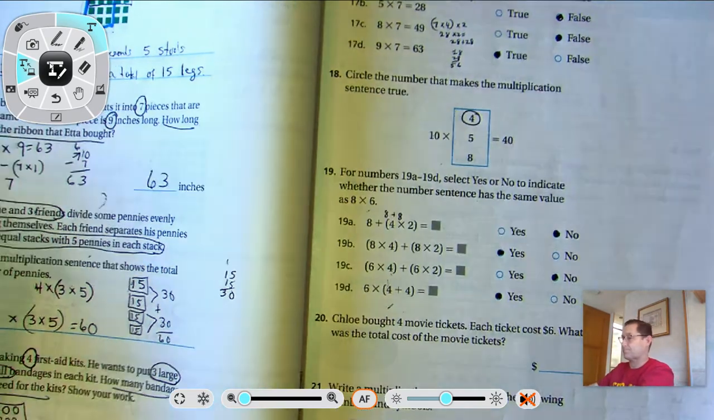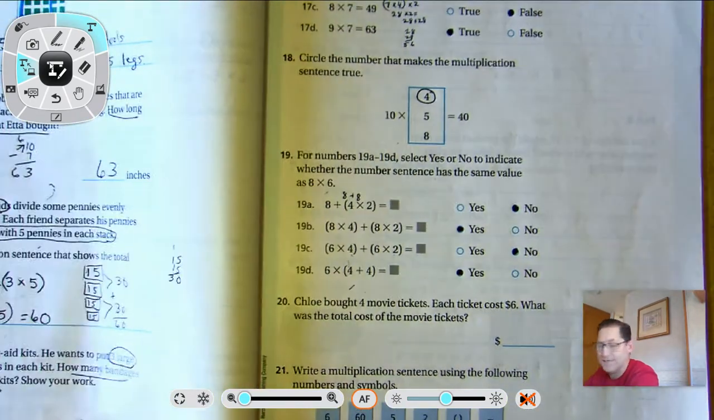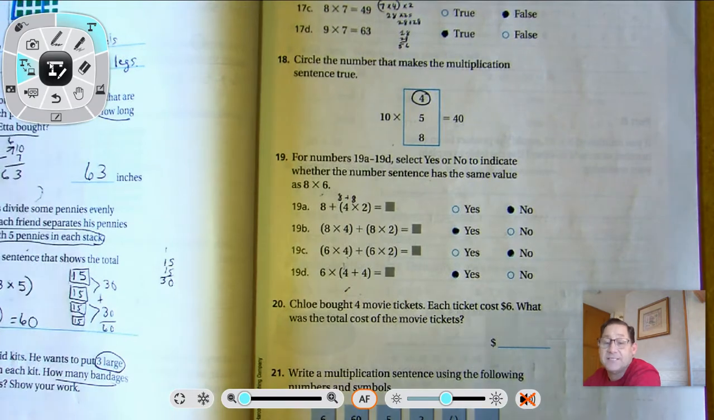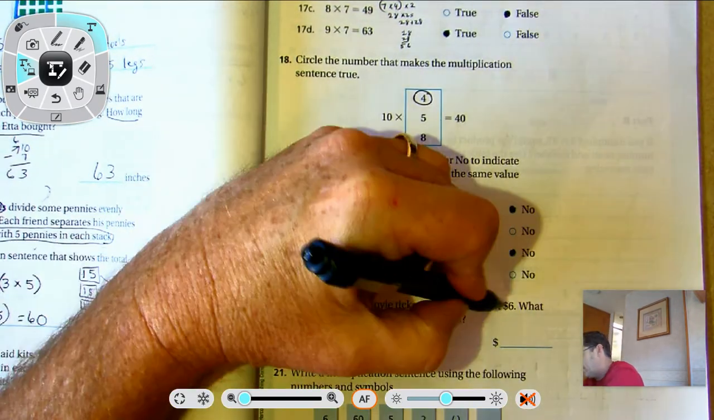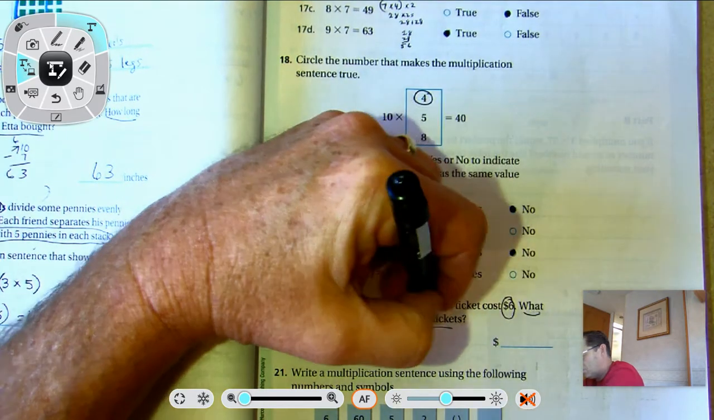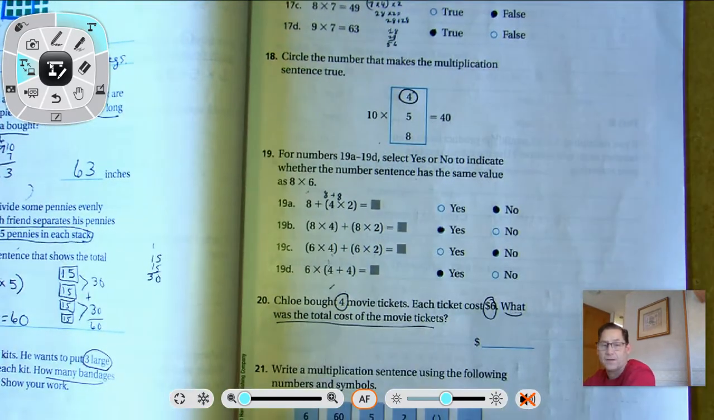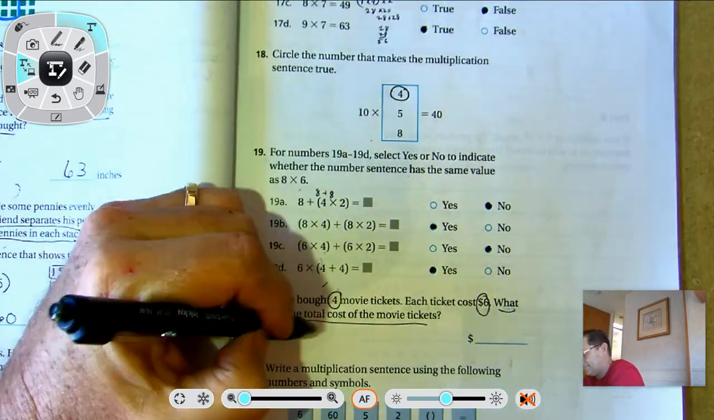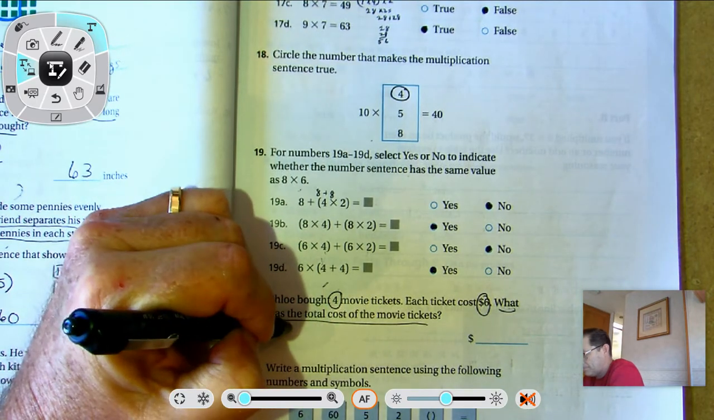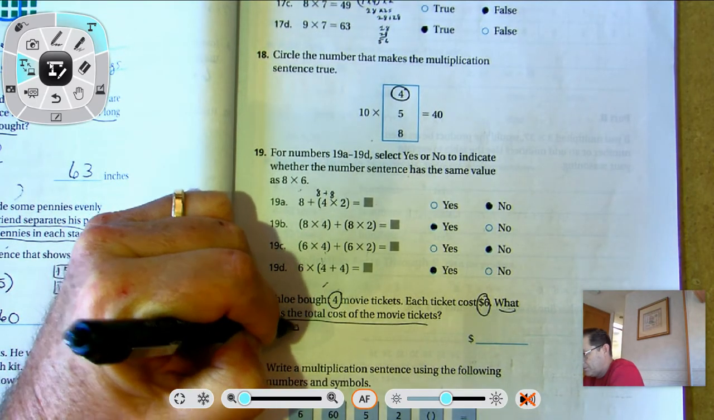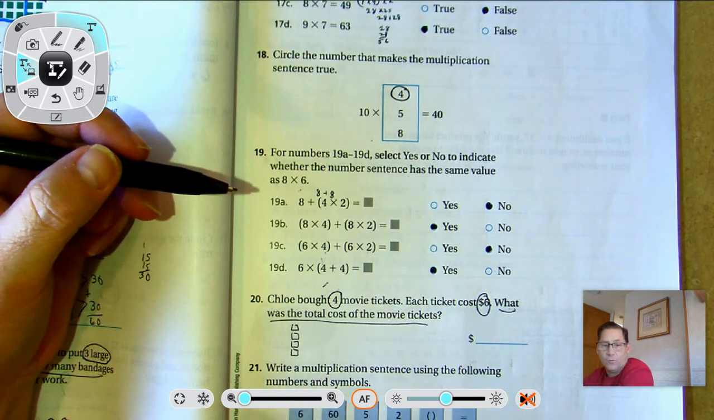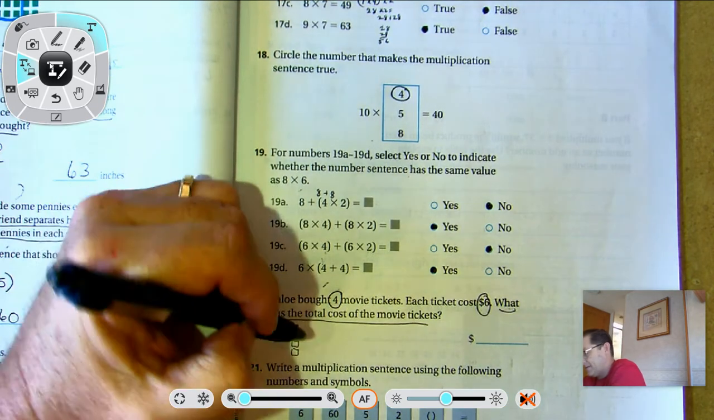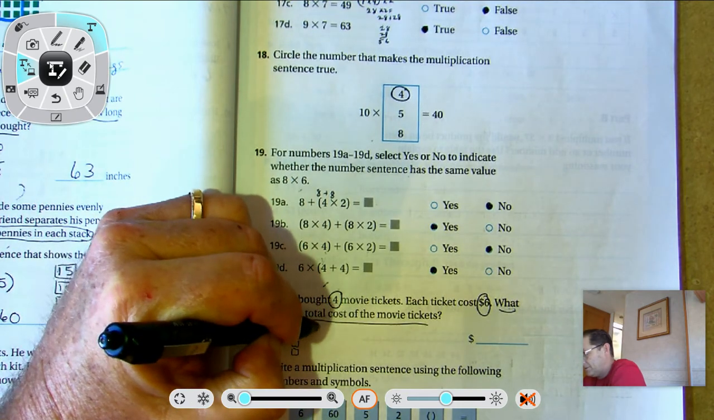Number 20. Chloe bought 4 movie tickets. Each ticket cost $6. What was the total cost of the movie tickets? 4 tickets, each $6. What was the total cost? So 4 movie tickets. So we can draw an array to represent that. The 4 rows represent the movie tickets. Each movie ticket costs $6.